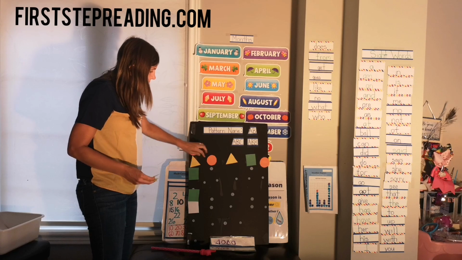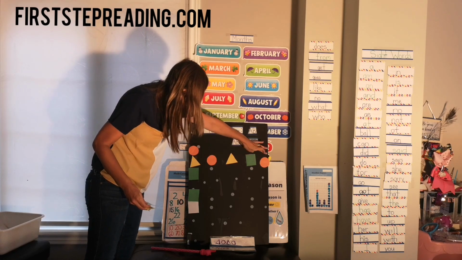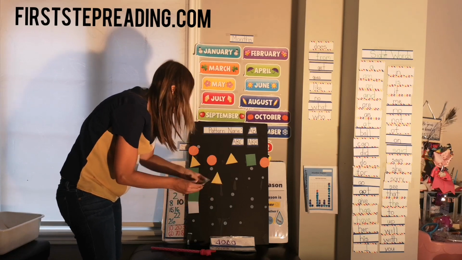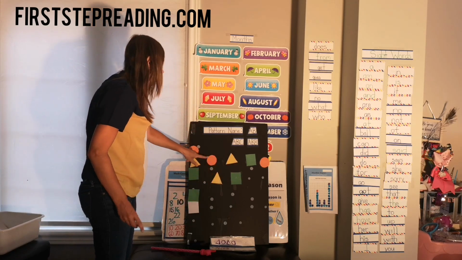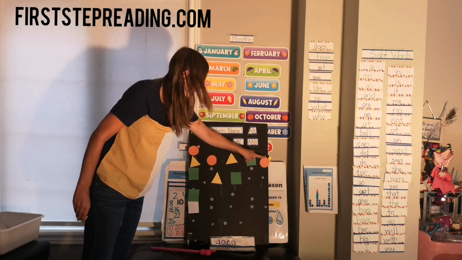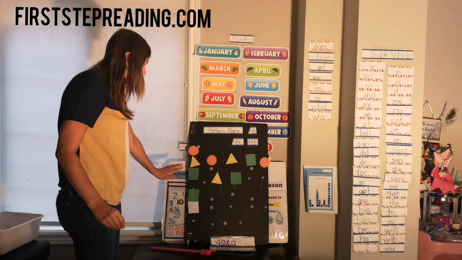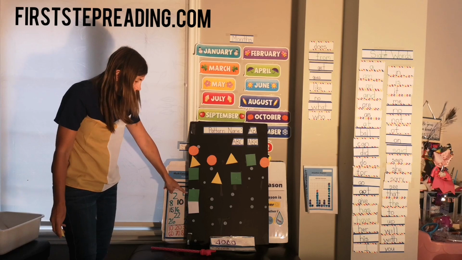A, B, C. A, B, C. This is my A, this is my B, sorry. This is my C. A, B, C. That's our ABC pattern. Now let's try it down here.